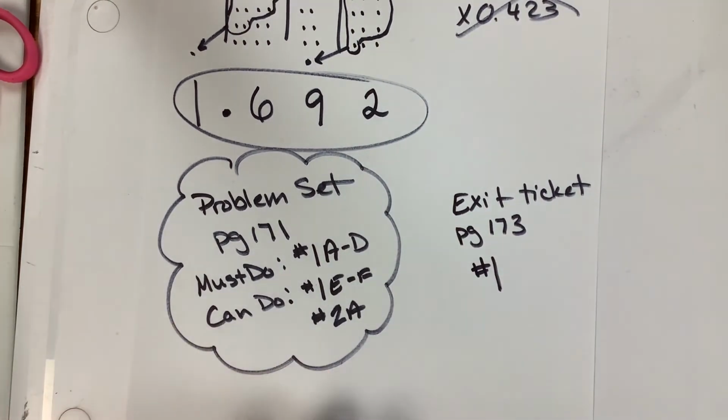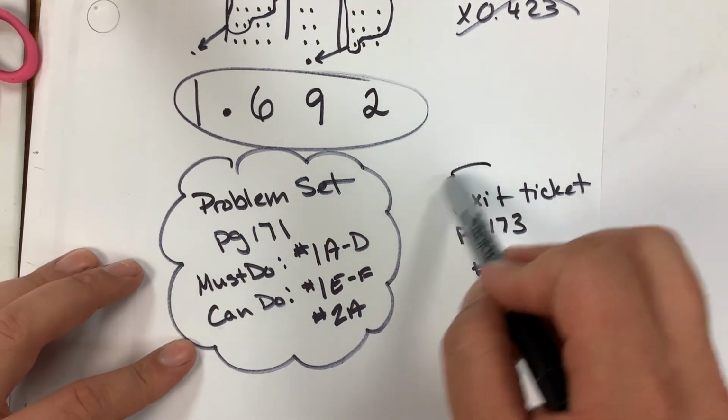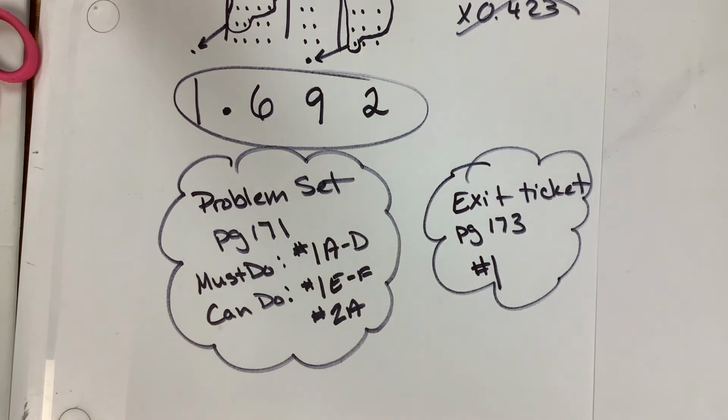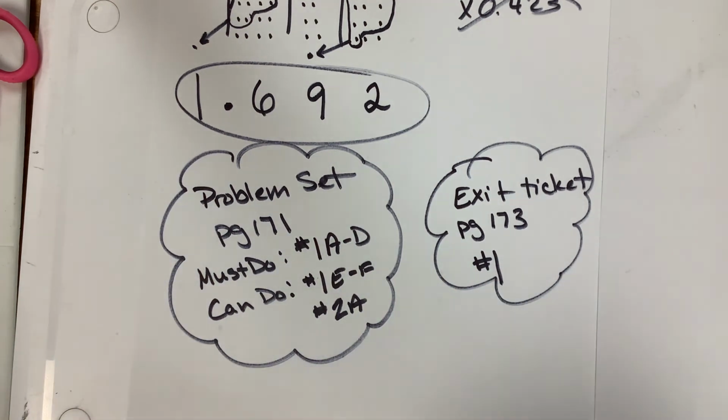When you have finished number 1 here on the exit ticket, you're going to pull that out of your binder and you're going to turn that in. When I come back tomorrow, I'm going to look at these and see if we're doing okay, if we need a little bit more work before we move on. So if you have any questions, hold on to them. Wait till I get back, but work on exit ticket, page 173, number 1. Have a great rest of the day, guys, and I'll see you when I come back on Thursday.